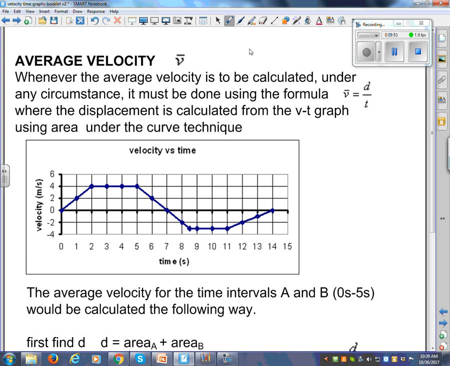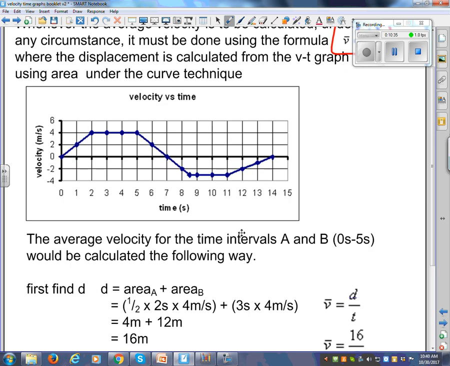Okay, now let's talk about average velocity. We already talked about average acceleration, but what about average velocity? Whenever the average velocity is to be calculated under any circumstance with a VT graph, it must be done using the formula V bar equals d over t. Now that's a formula that you guys got, I'm thinking, in grade 10. V bar equals d over t, and we've used it a few times already, right? Where the displacement is calculated from the VT graph using the area under the curve technique. In other words, you got to do what you just did to find the d value, the displacement, and then simply divide by the time.